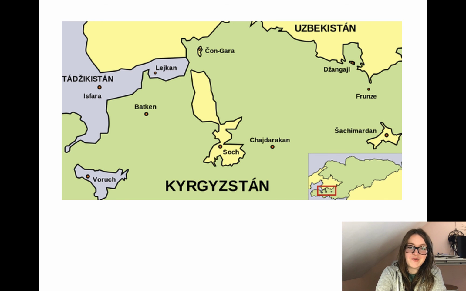When we get over into Kyrgyzstan, so Central Asia, we have Tajikistan up here, we have Uzbekistan over here, we have Kyrgyzstan here. And Kyrgyzstan has some enclaves. So we've got some Uzbek enclaves here in the yellow. And we've got a Tajik enclave right here in the blue.